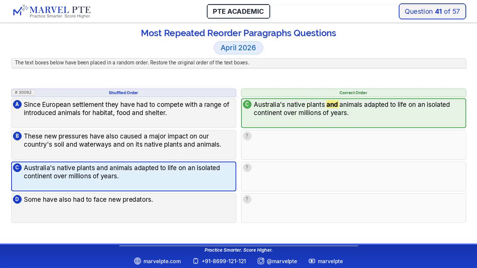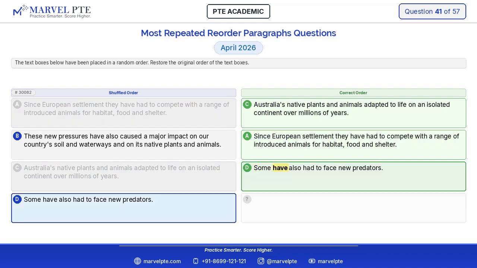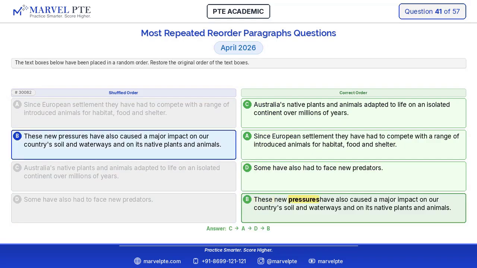Australia's native plants and animals adapted to life on an isolated continent over millions of years. Since European settlement, they have had to compete with a range of introduced animals for habitat, food and shelter. Some have also had to face new predators. These new pressures have also caused a major impact on our country's soil and waterways, and on its native plants and animals.